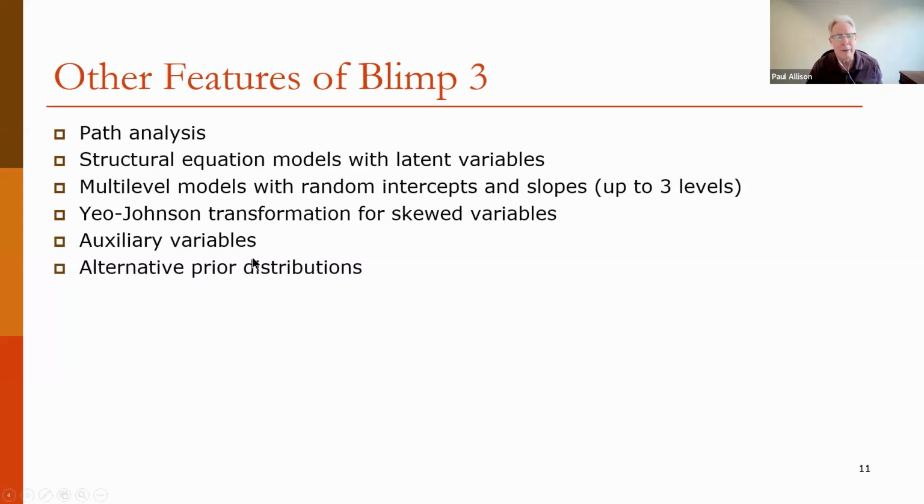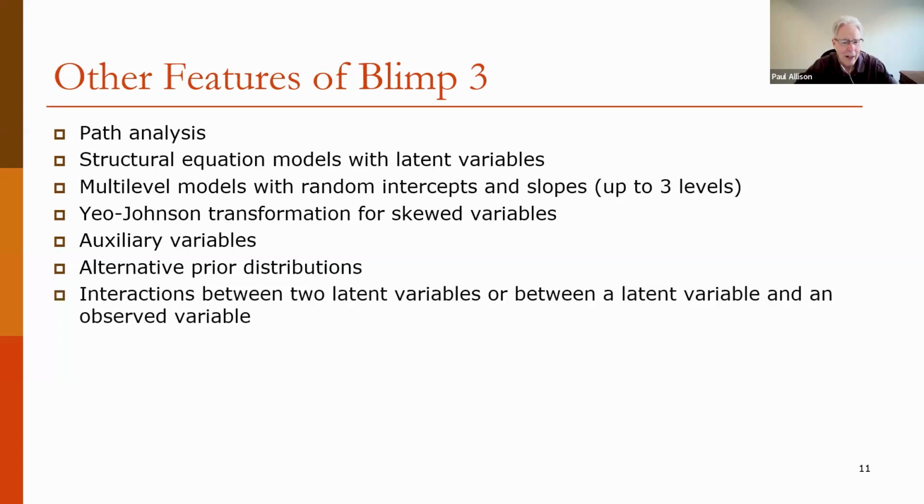Now, in order to do any kind of Bayesian analysis, you have to specify a prior distribution. And BLIMP3 has several different non-informative prior distributions that it uses as defaults. But there are alternatives, and you can specify informative priors if you so choose. Interestingly, you can estimate latent variable models, but one thing you can do that's very difficult to do with most latent variable packages is that you can have interactions between 2 latent variables in their effects on some other variable, or between a latent variable and an observed variable. Something that's hard to do with most packages. You can do it with Mplus, but it's not straightforward.